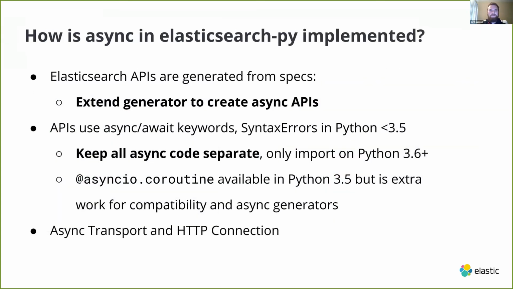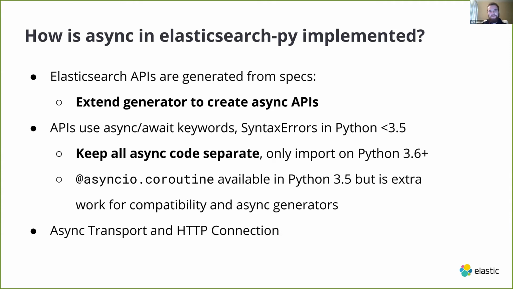So how do we implement it? The Elasticsearch APIs are all generated from specifications that we get. We're really lucky as client developers to have specs to generate from. So what we ended up doing is extending the generator to create these async APIs in addition to the synchronous APIs. And there's some additional tooling like unasync that guarantees that the two APIs are the same. So essentially we generate the async API and then we generate the synchronous API from the async API to guarantee that everything is the same, the doc strings, the types, everything.